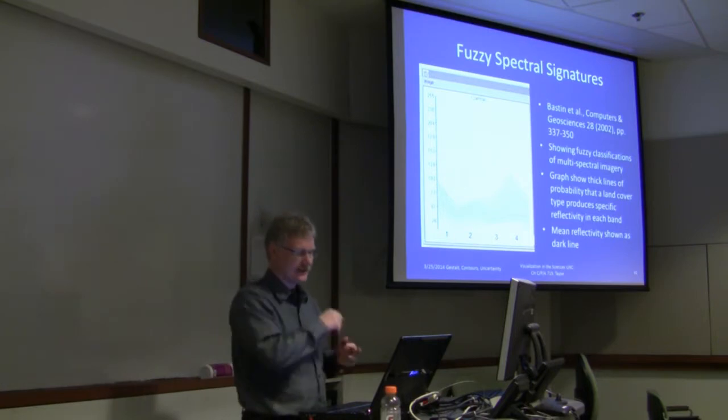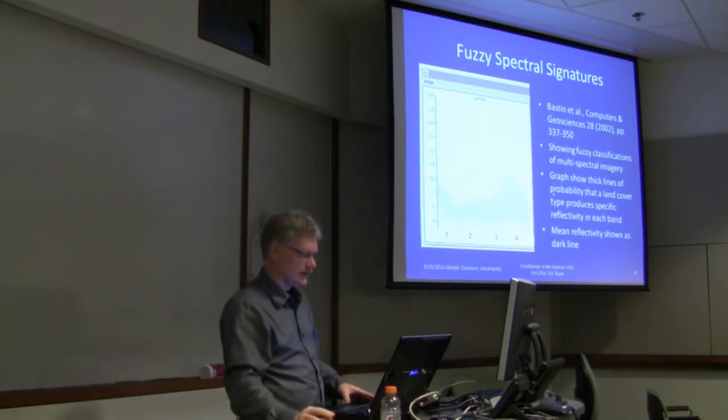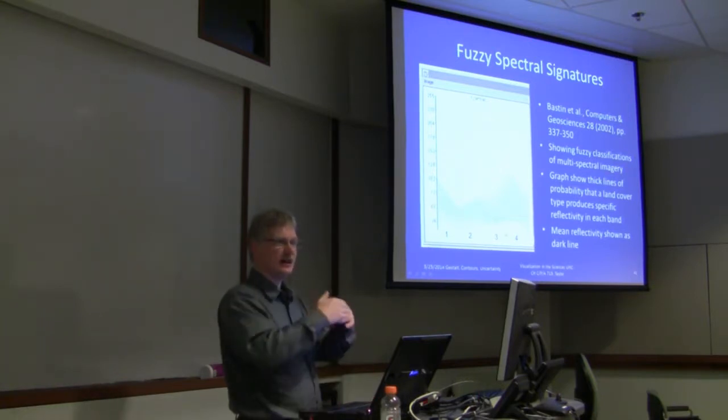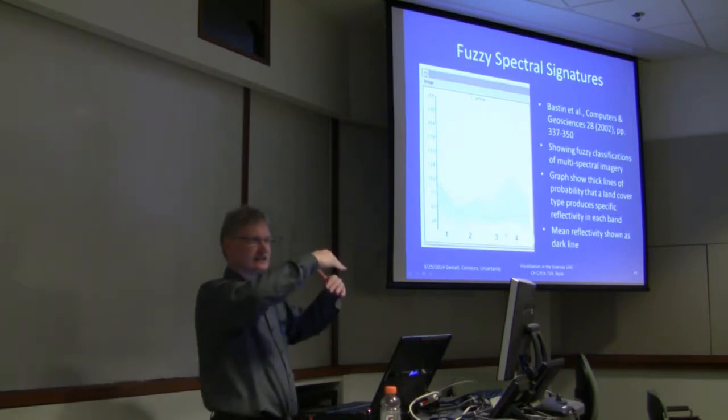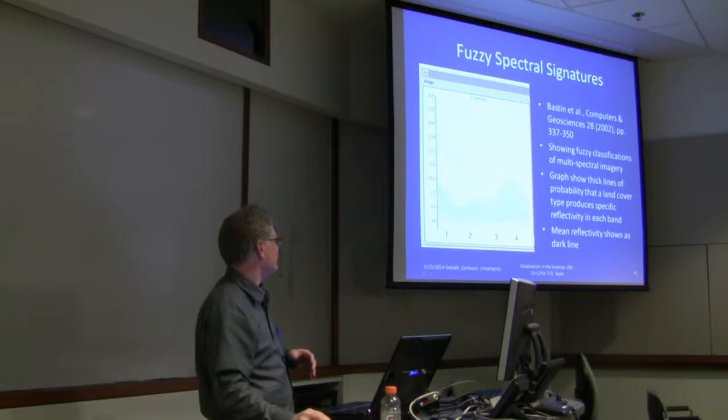All right, so this is looking at fuzzy classifications for multispectral imagery. Basically, there's a thick line where we think the average is. Then there's the first level of uncertainty, the second level, and the third level. You get less and less likely contours as you go away from the actual data itself. The mean reflectivity is shown as the dark line here.